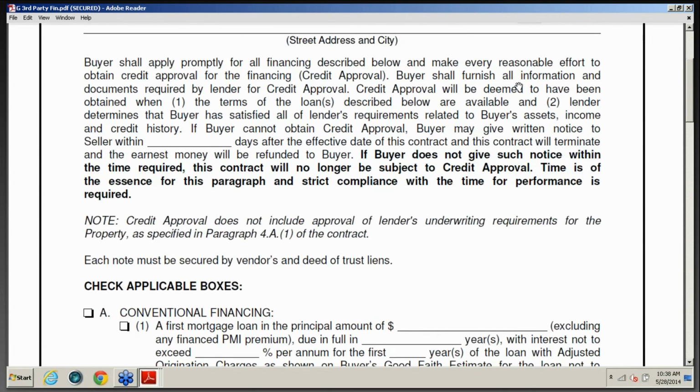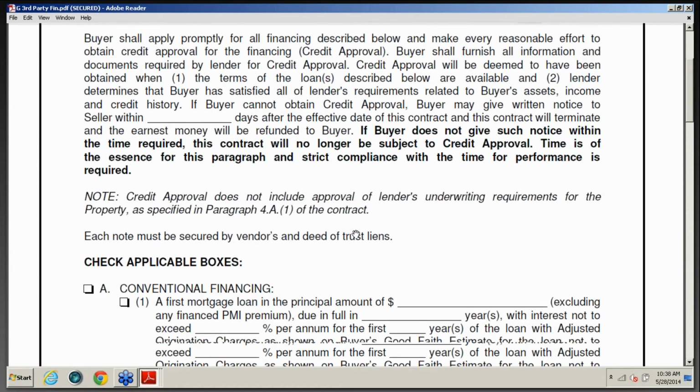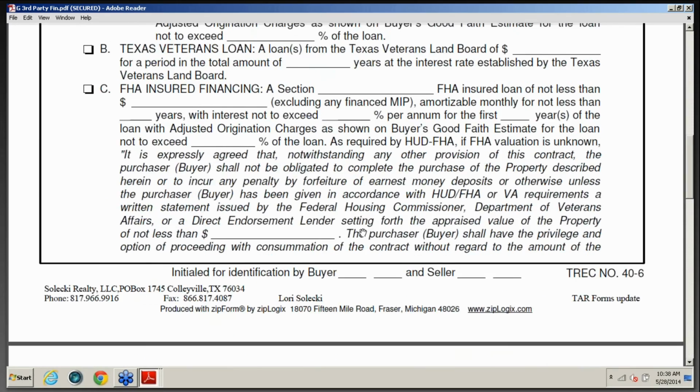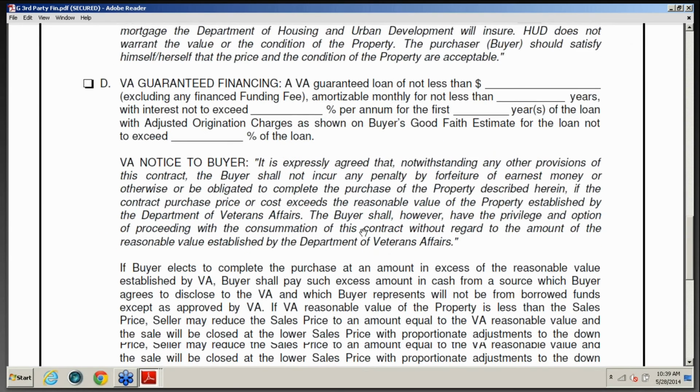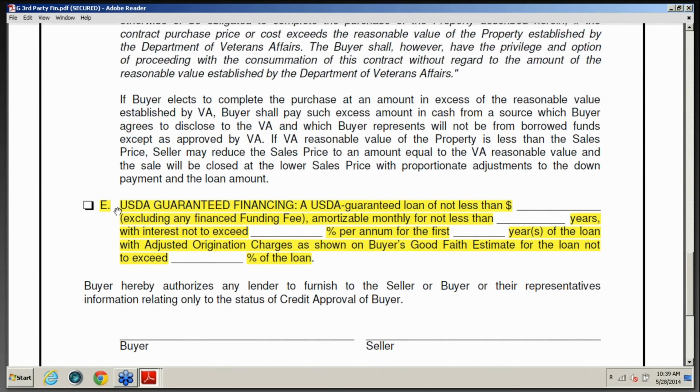Again, understand that this is for the buyer credit worthiness. This allows the buyer to be credit worthy. And the additions that they made to this, everything the same, except they have added the USDA guaranteed financing. So now if you buy USDA, you will be able to use this form to secure your buyer an option, and it will give all the information just like it does for the FHA, VA, and conventional.